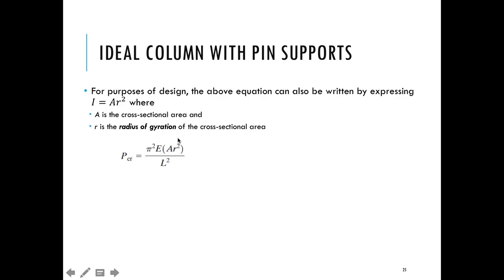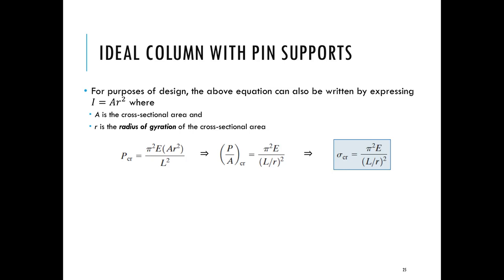Substitute that into the critical load such that we now have A right here. Now, what if I take this A to the left-hand side of the equation? Then, I get a load divided by the area, which is the longitudinal stress set up in the beam, so that I can represent my critical load in terms of the critical stress.